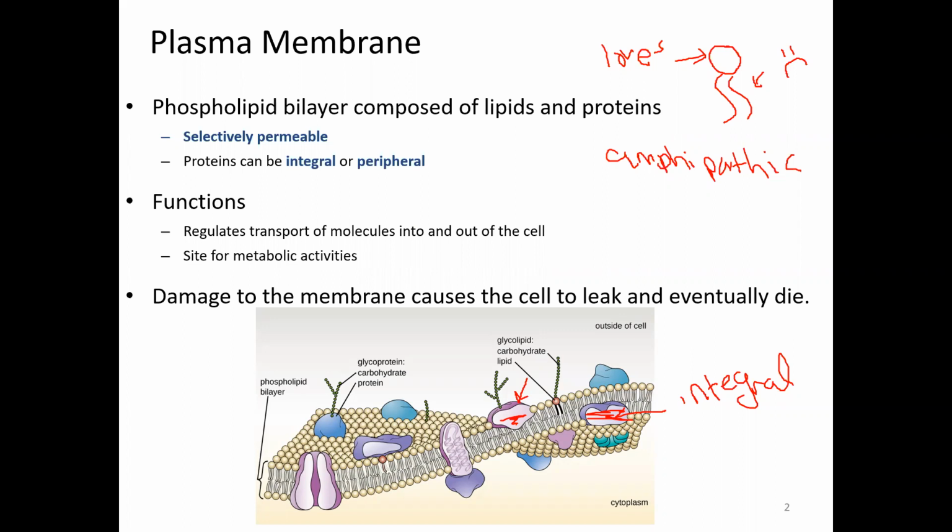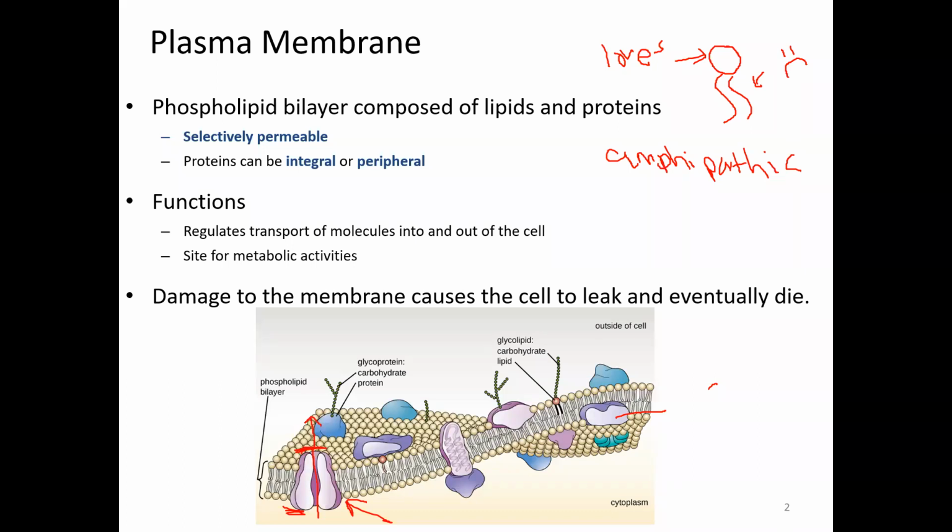The other type of integral protein, a special type of integral protein, let me erase this, are transmembrane proteins. And that's what this guy is right there. I'm pointing to that purple thing. That is a transmembrane protein. So notice it completely spans the membrane, right? Part of it is inside the cell, part of it is outside of the cell, and it's hollow. This allows molecules to either exit the cell or enter the cell.